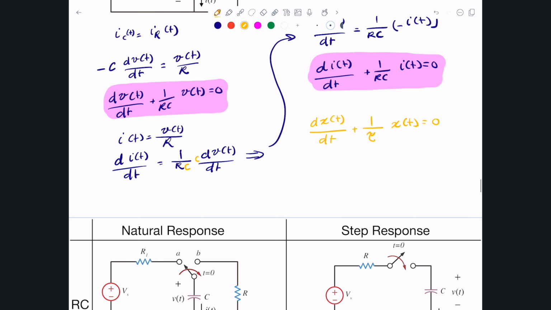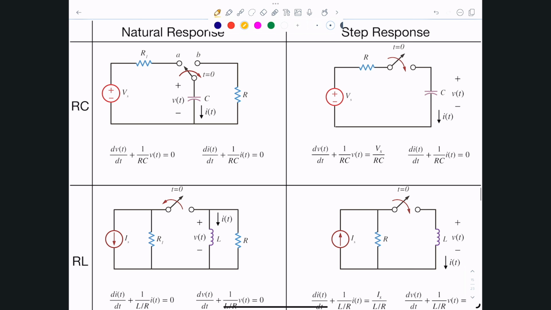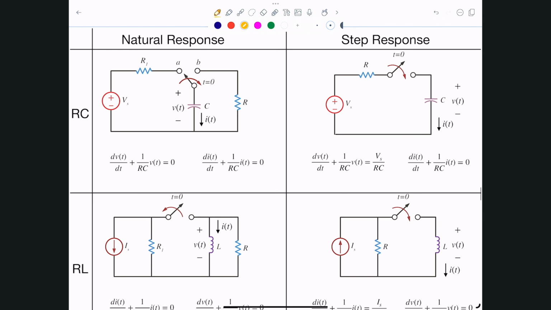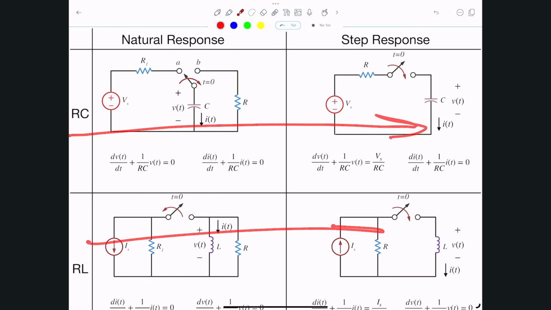You can do the same type of analysis for all the other ones as well. For example, I have the natural response for these two circuits, and I have the step response for these two circuits in here. These are the RC circuits in here, and these are the RL circuits.